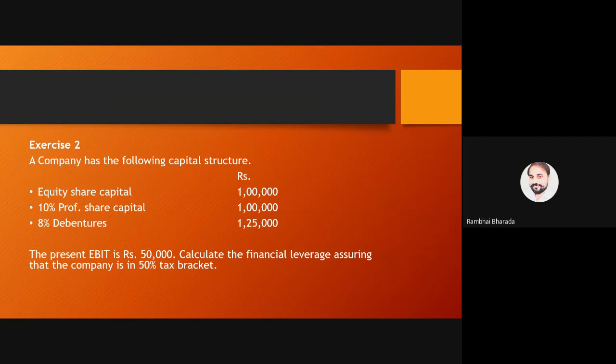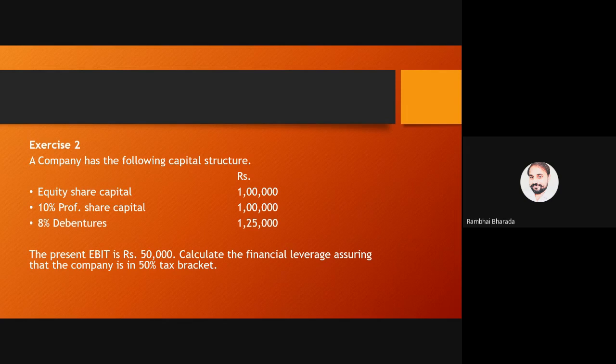So first of all, we need to calculate the interest. That's why for this calculation the capital structure is given to you. In the capital structure, we have debentures of 8% and the total amount is 1,25,000. Now calculate the interest on debenture. Interest on debenture: total amount 1,25,000 into 8%, we will get some amount. It's 10,000, Nishit. It's not 1 lakh. So here the interest amount is 10,000.